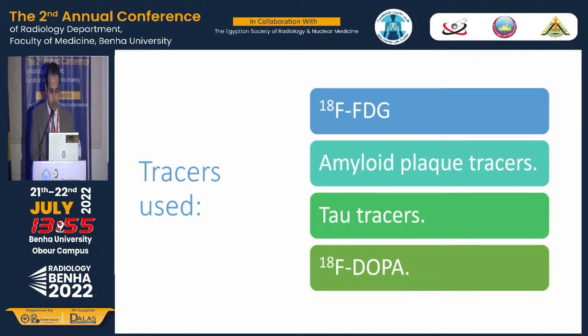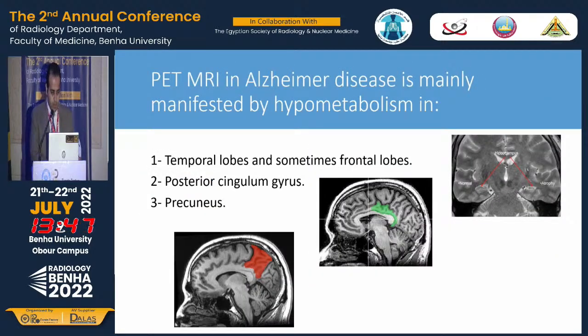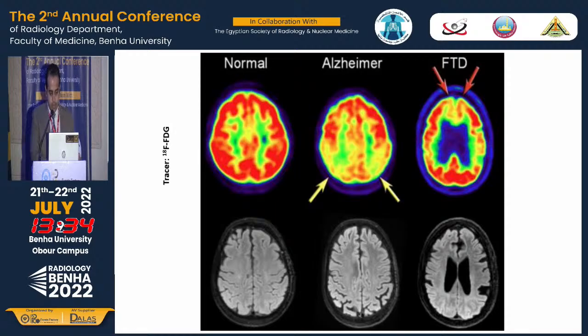The tracers used here are fluorine FDG, amyloid plaque tracers, tau tracers, and F-DOPA. PET MRI in Alzheimer's disease is mainly manifested by hypometabolism in temporal lobes and sometimes in frontal lobes, posterior cingulate gyrus, and precuneus. In this slide, we have three different cases. To the left is a normal case with normal FDG uptake. Another case is Alzheimer's with decreased uptake at the precuneus. And the third was frontotemporal dementia with decreased uptake at the frontal region.